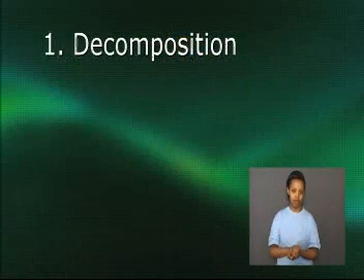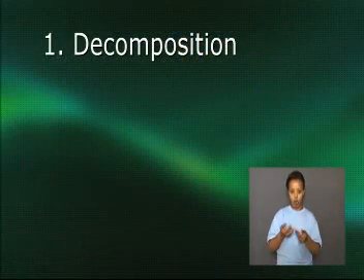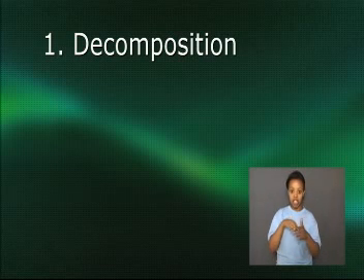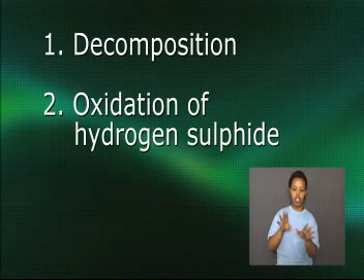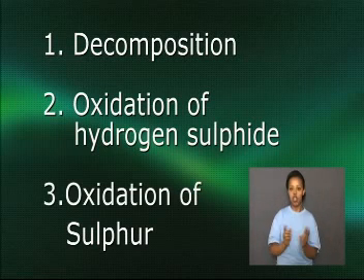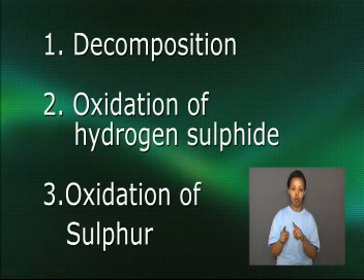Welcome back, students. I am sure this was a simple activity for you. The first step is decomposition. In this step, sulfur is released from proteins in dead material as hydrogen sulfide. In the second step, hydrogen sulfide is oxidized to release sulfur. The third step involves the oxidization of sulfur into sulfate ions. Did you answer all 3 steps correctly? Great work, everyone.